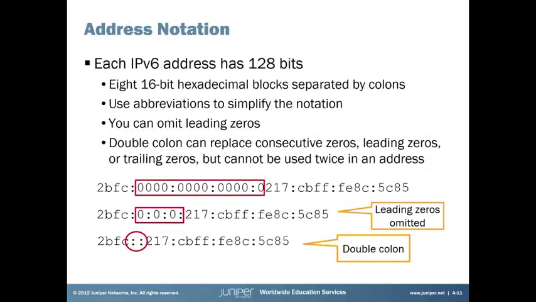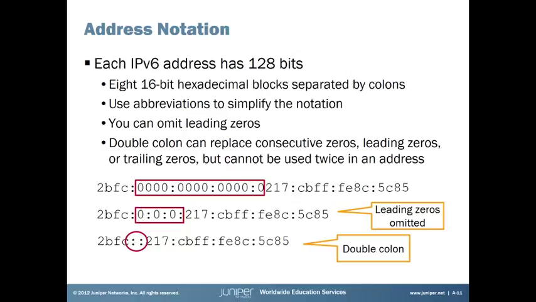Okay, so address notation, we'll just go and have a look at this. Every address has got 128 bits. Looks a bit scary. Eight 16-bit hexadecimal blocks separated by colons. So we've got hexadecimal instead of our dotted decimal that we're used to with IPv4. There is an ability to abbreviate these addresses to make them look a little bit more friendly.